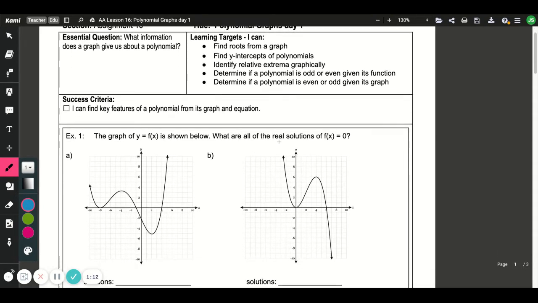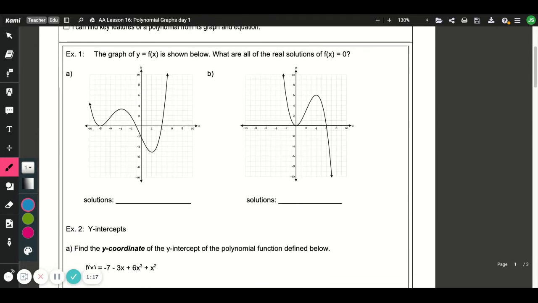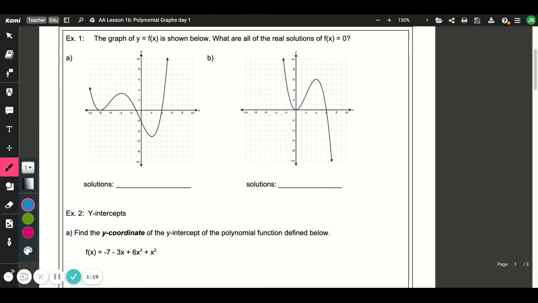Okay. So the first thing is, what are all of the real solutions of a function when it's given to you? You're not going to have to find them this year from a function, but you are going to need to know what that is asking and how to find it if you're given a graph. So solutions are roots. The solutions when f of x equals 0 are the roots or the x-intercepts of the graph. So this is a super easy one to do as long as you're familiar with the vocabulary.